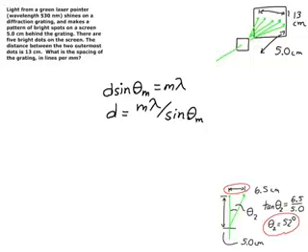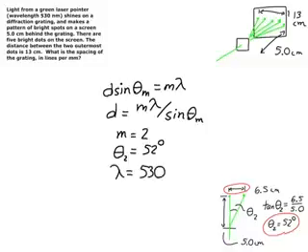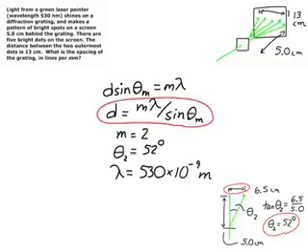But remember, we're looking at a situation where m is equal to 2. Theta 2, theta for that particular order, is equal to 52 degrees. And lambda, we know lambda, that's 530 nanometers. But we need to put that in our usual SI units. So that's 530 times 10 to the minus 9th meters. So we have a relationship, and we have everything we need in order to solve that relationship.